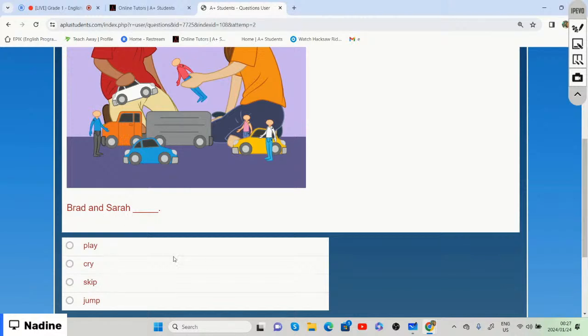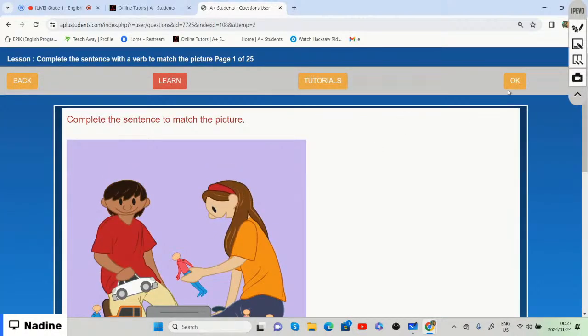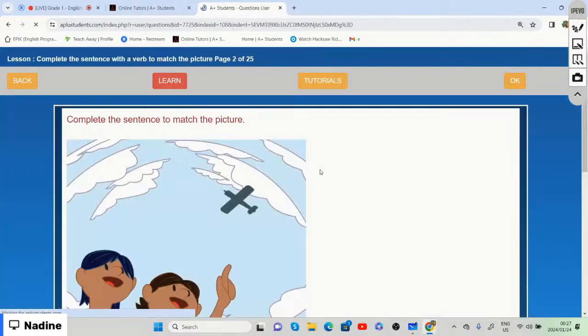All right, so if we choose the correct answer to match the picture, we can say that Brad and Sarah play. So they are playing with their toys. So play is correct.